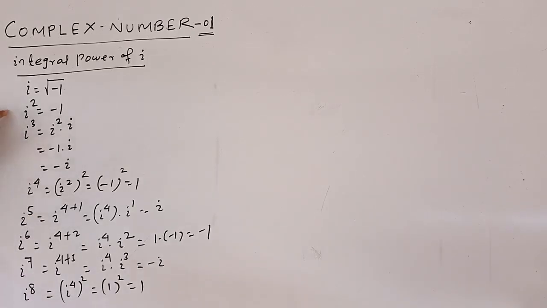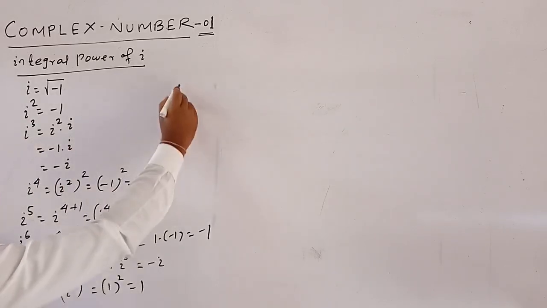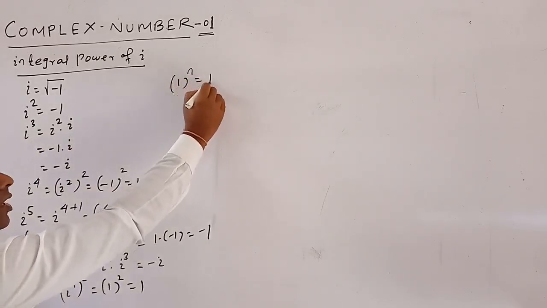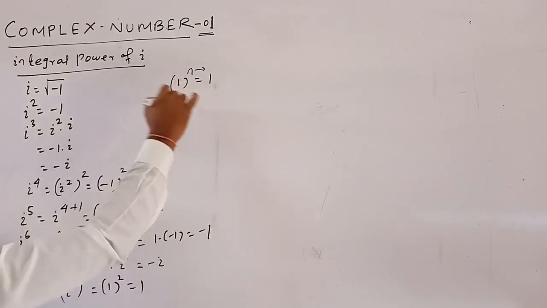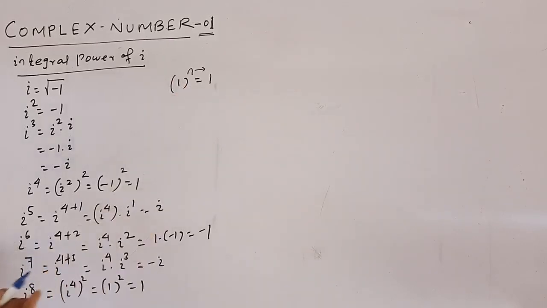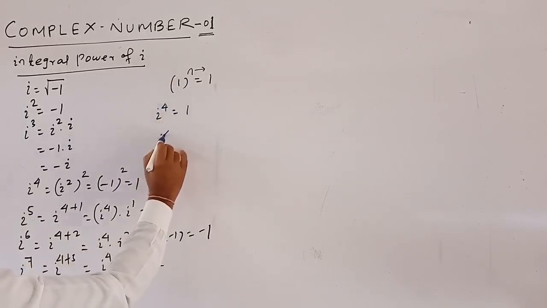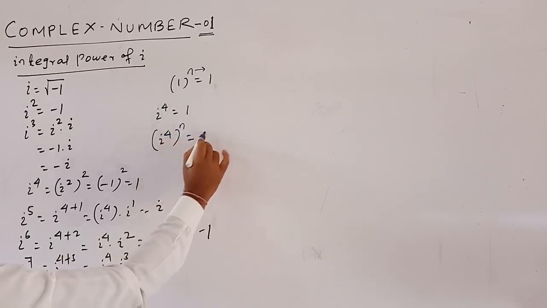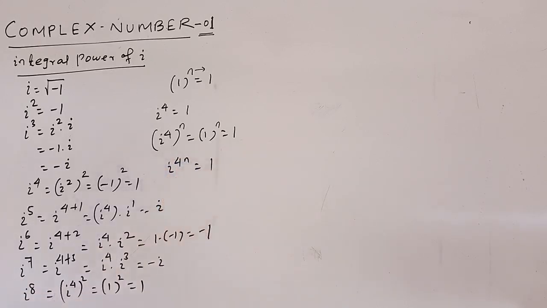So if the power is a multiple of 4, because you know any power of 1 is also 1. Whatever power you take of 1, what is it? It is 1, isn't it? So if n is a multiple of 4, then this is 1. Okay. So i to the power 4 equals 1. That means i to the power 4 to the power n equals 1 to the power n equals 1. That means i to the power 4n is equal to 1, for all n belongs to capital N.